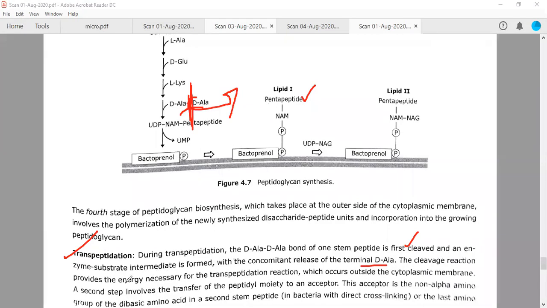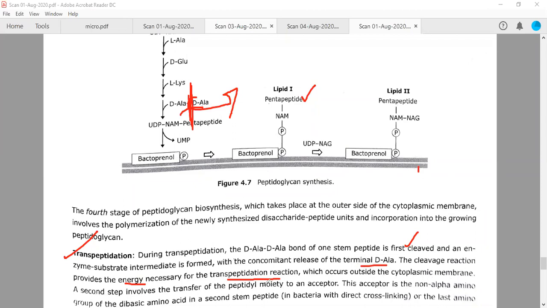The cleavage reaction provides the necessary energy for the transpeptidation reaction, which occurs outside the cytoplasmic membrane. So this is the plasma membrane. This reaction will happen on this side of the plasma membrane because this is cytoplasmic side and this is extracellular. Okay, so this is happening here. Occurs outside the cytoplasmic membrane.